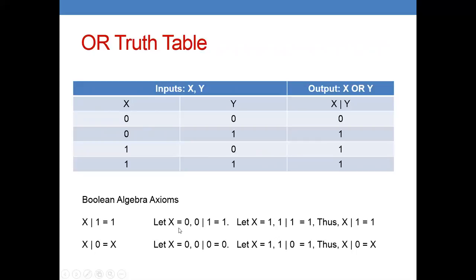And here's the proof for each of these. When we let x equal 0, 0 ORed with 1 still produces a 1. When x is 1, 1 ORed with 1 is still 1. So we've shown that x ORed with 1 is equal to 1. Now for this axiom, when x is 0, 0 ORed with 0 gives me a 0. When x is 1, 1 ORed with 0 gives me a 1. Thus we've proven that x ORed with 0 still returns x. We'll see later where we use these and why they're important.